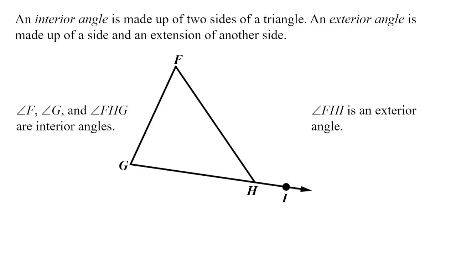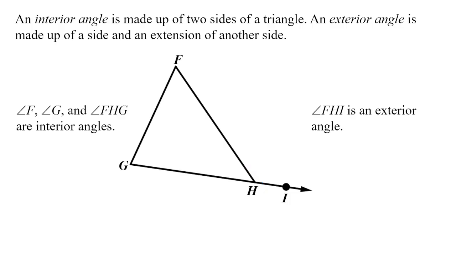So, angle F, angle G, and angle FHG are interior angles. And that's these three angles right here. And angle FHI is an exterior angle. Let me erase these right quick. And that will be this angle. That would be an exterior angle. It's made up of a side and an extension of another side.